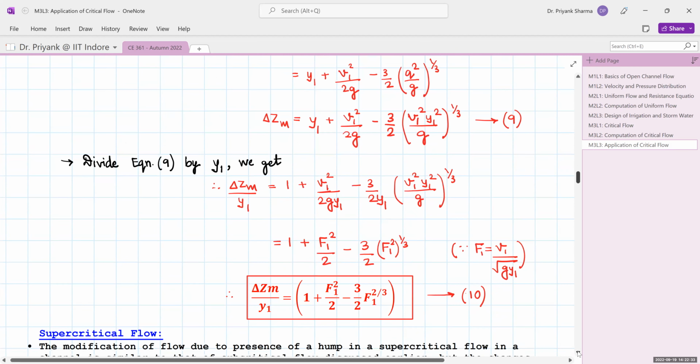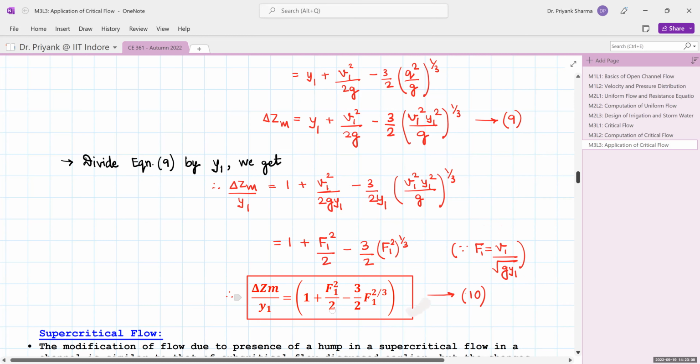So after dividing by Y1, we get delta Zm by Y1 is equal to 1 plus V1 square by 2G Y1 minus 3 by 2 Y1 into (V1 square Y1 square upon G) raised to 1 by 3. So if you closely look, this equation comes to the form where V upon under root Gy can be written as the Froude number, that is the upstream Froude number F1, and the equation gains the form that delta Zm by y1 is equal to 1 plus F1 square by 2 minus 3 by 2 F1 raised to 2 by 3.